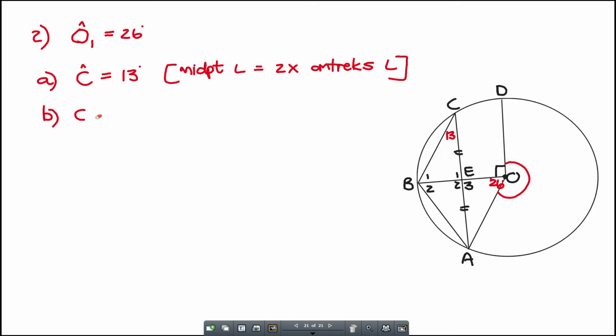Sorry people, just an added step in there. I've got to say E1, angle E1 will be 90.